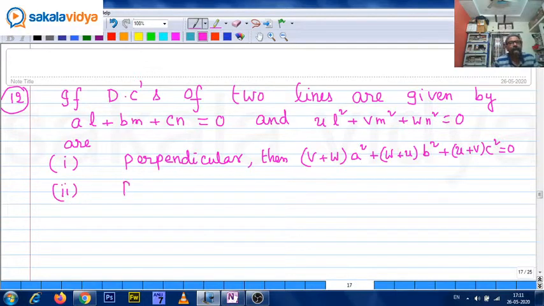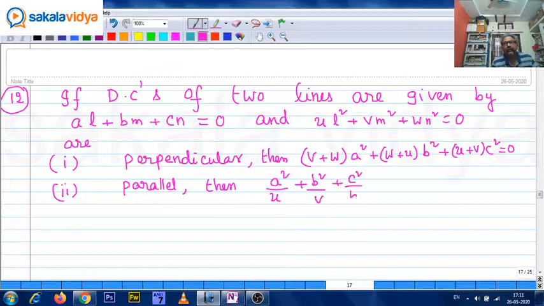Second point, parallel. Then A square by U plus B square by V plus C square by W equals 0. Yes, for every competitive entrance examination, it will be useful. Dishwank, you are absolutely correct.